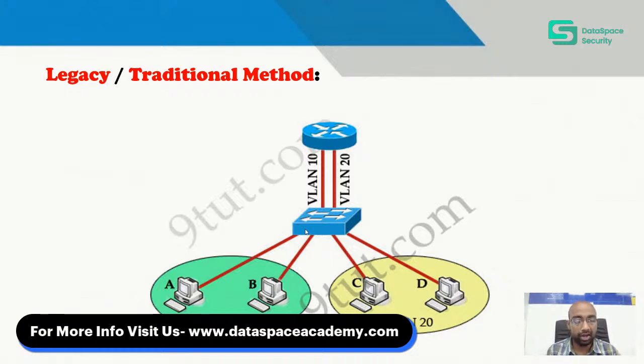In this method, we need a separate physical interface for each VLAN. For example, if there are 10 VLANs, then your router must have 10 physical ports to configure inter-VLAN. For this reason, it is also not cost effective. In this picture, there are two VLANs, VLAN 10 and VLAN 20, so there are two connections to the router for the legacy or traditional method.